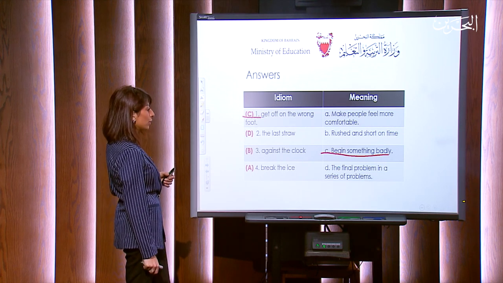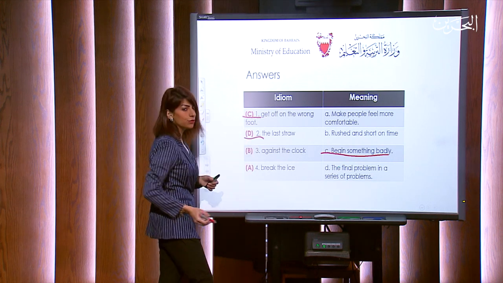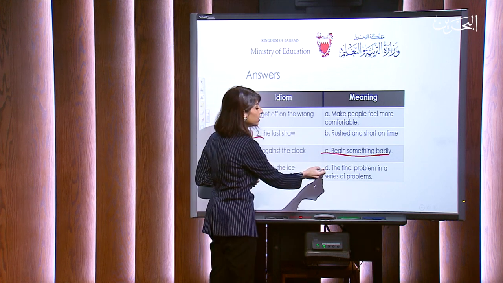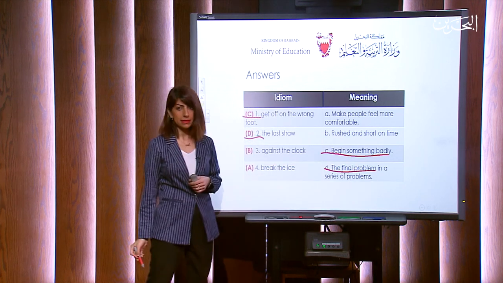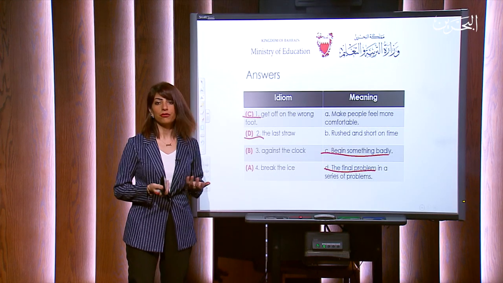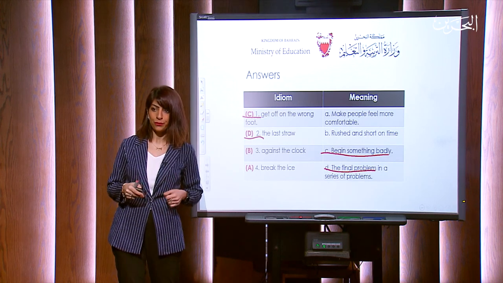Let's move to the second one, the last straw. Two is D. Let's move to D and see the answer together. The final problem in a series of problems. Let's assume that you've been through many problems today. The last problem is called the last straw. For example, my car was stuck today, I lost my phone today. The last problem that could come will be the last straw.